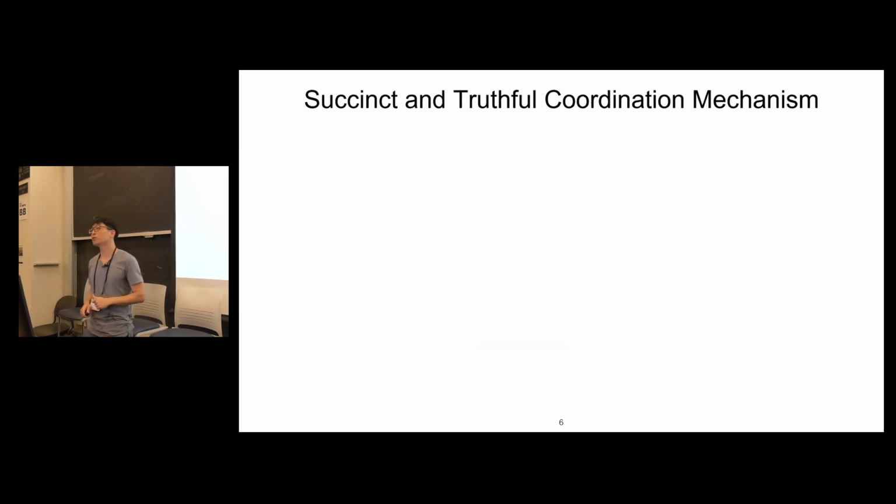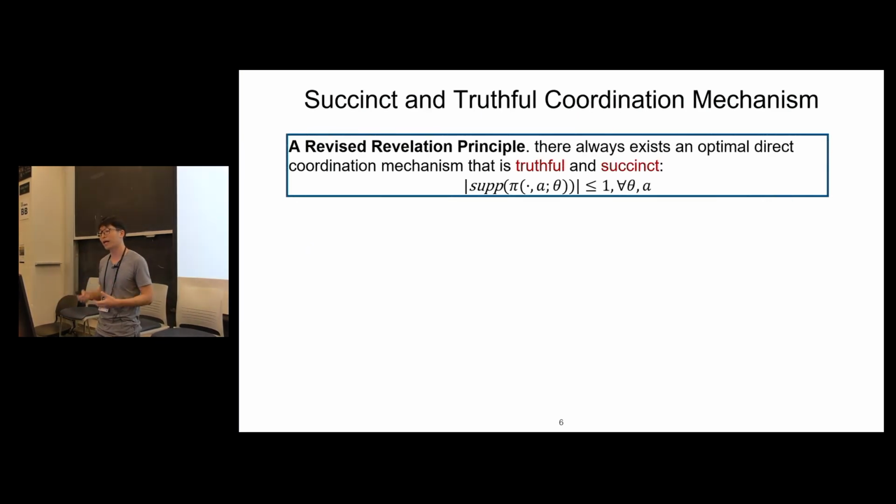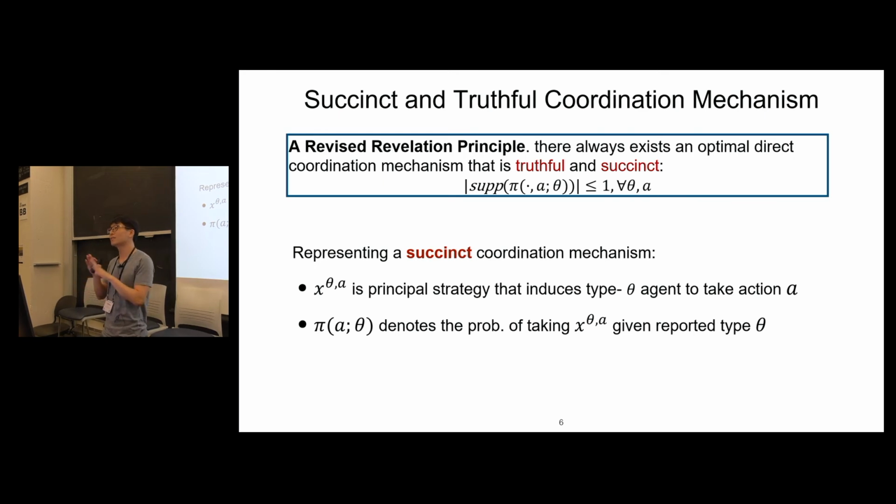It turns out that we're able to prove a slightly revised version of the revelation principle. That is, there always exists an optimal direct coordination mechanism that is truthful and succinct. Succinct in the sense that for this pi, if you fix the action recommendation and the type report theta, pi only supports at most one strategy. And the proof is actually quite simple. This is the standard revelation principle argument. And in this case, we can actually represent this succinct mechanism mathematically with the X and pi.